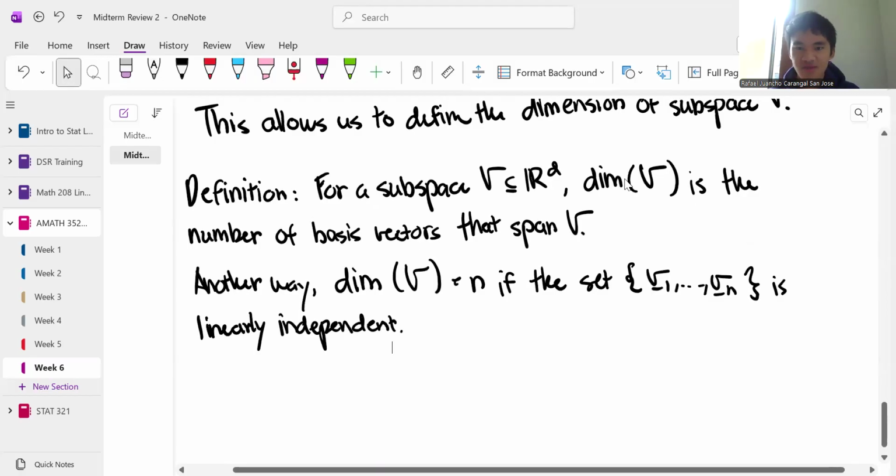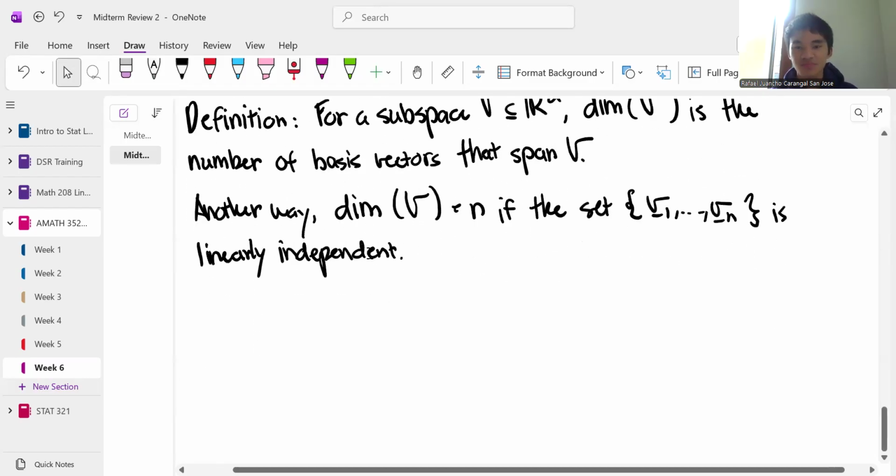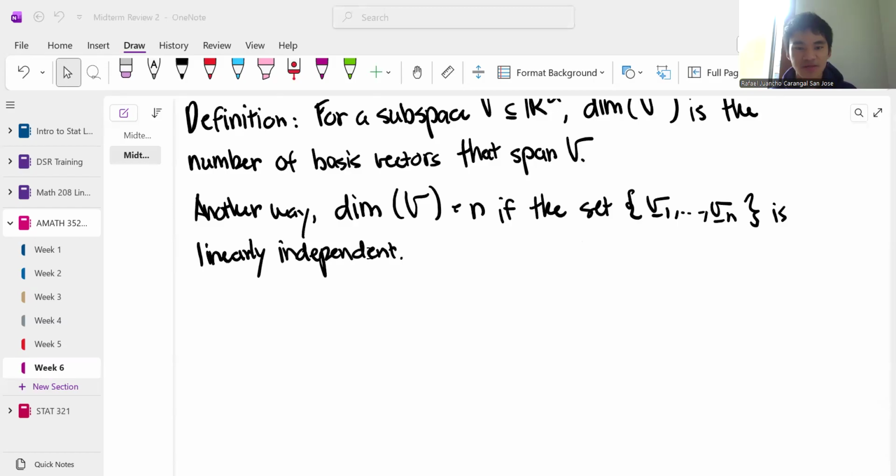Because the first statement says dimension is the number of basis vectors that span V. Oh, okay. So for it to be a basis, it needs to span V and it needs to be linearly independent, right? So it's basically just the number of basis vectors. These basis vectors are linearly independent, and this set of vectors also spans the subspace V. And so that's the number of basis vectors. Cool. So somehow they're related.